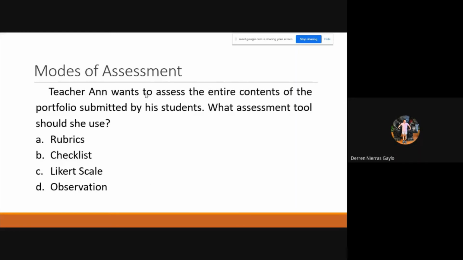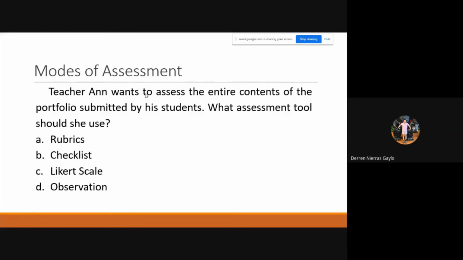Teacher Anne wants to assess the entire contents of the portfolio submitted by his students. What assessment tools should she use? A. Rubrics. B. Checklist. C. Likert scale. D. Observation. Take note, assess the entire contents of the portfolio. So it's more on the rubrics, because the rubrics could have the analytic rubric wherein all the criteria can be seen. Because if you just have a checklist, it's just a yes or a no, or observed and not observed. If it's Likert scale, you just have strongly agree, agree, neutral, disagree, and strongly disagree, something like that.